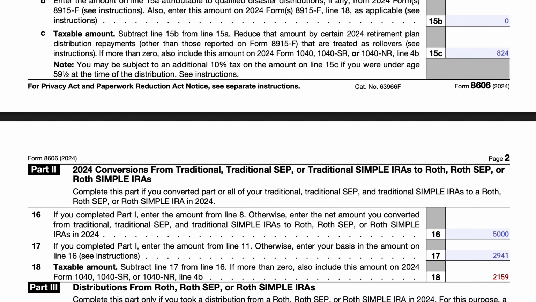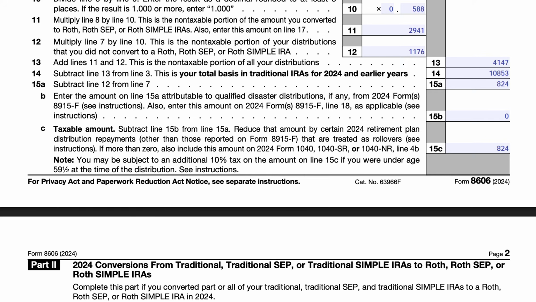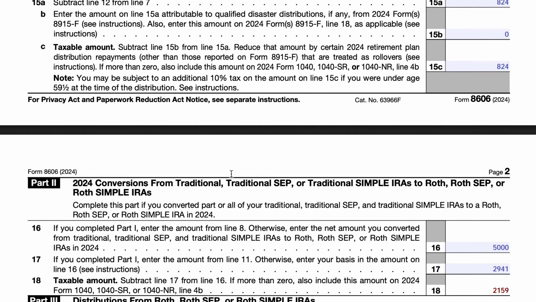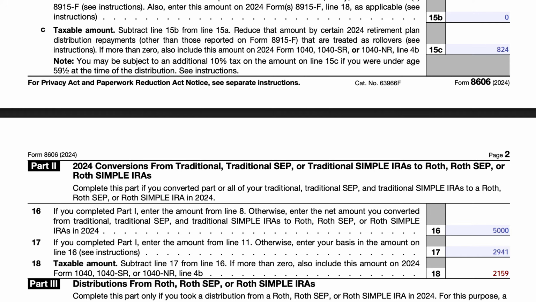And so just by doing that, you'll see that we had the taxable amount of our distributions calculated in part 1. We still had that question out there as to what part of the Roth conversion was a taxable event, and now we have that amount right here. And this would be included in line 4B of the Form 1040, just like the taxable amount of the distribution would be.